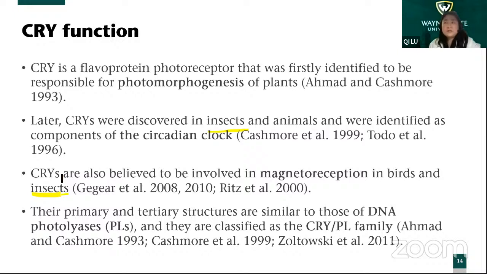Yes, CRY is considered to be the sense of the magnetic field. In the later lecture, there's an application of all of this chromophore, but that magnet is completely different. It's nothing to do with the magnetic field.